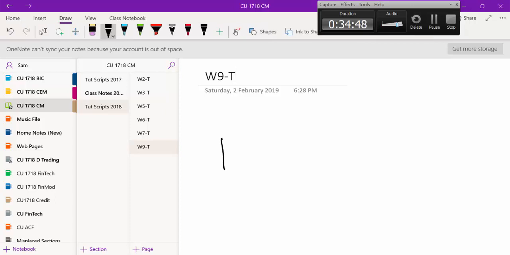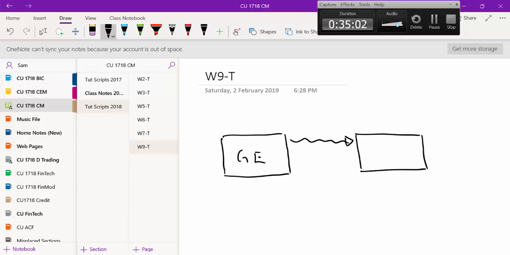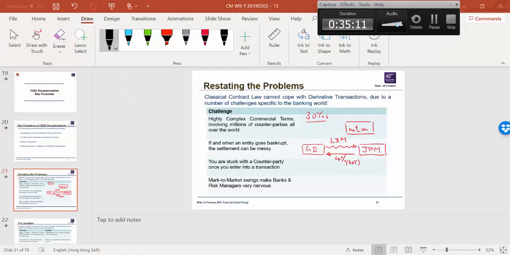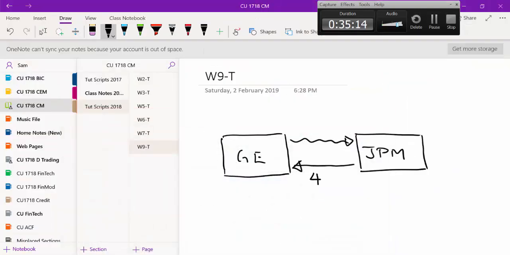So let's say this is GE, and they do an interest rate swap with JP Morgan, and JP Morgan pays them a fixed rate. What did I say? 4%. Now, like I said, this has to continue for 30 years. And then they pay LIBOR. Now, this is in February 2019, okay?